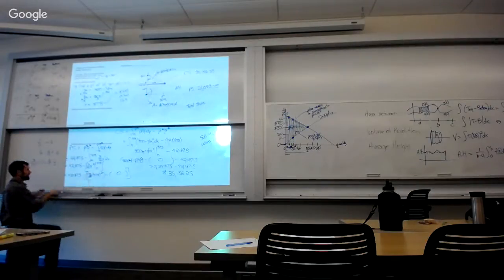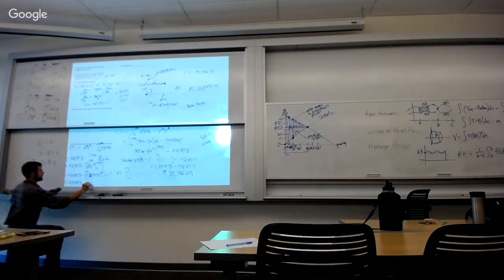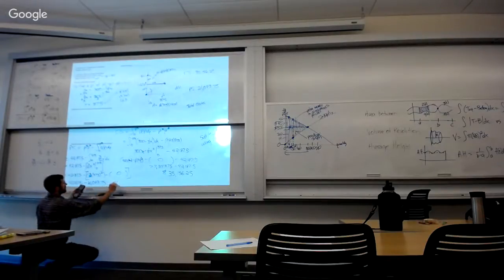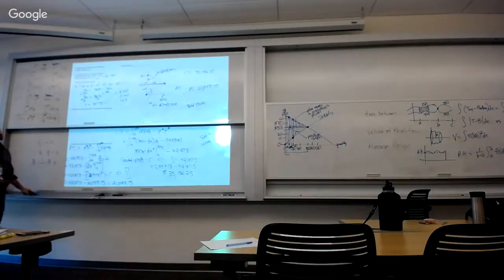So yeah, 42,187.5 minus whatever that is, which is... so the producer surplus is $21,000 of money I'm glad I made.